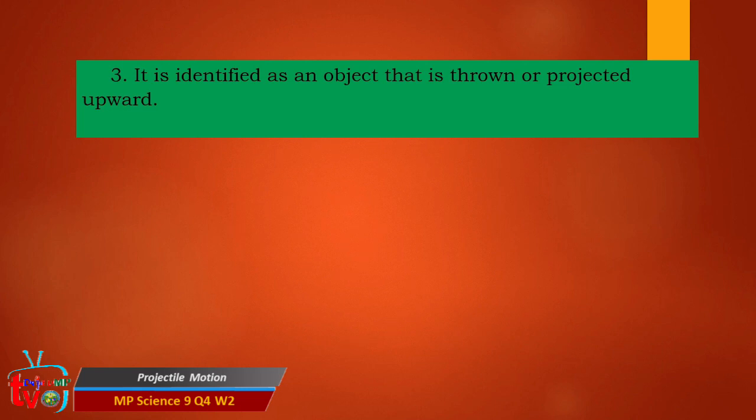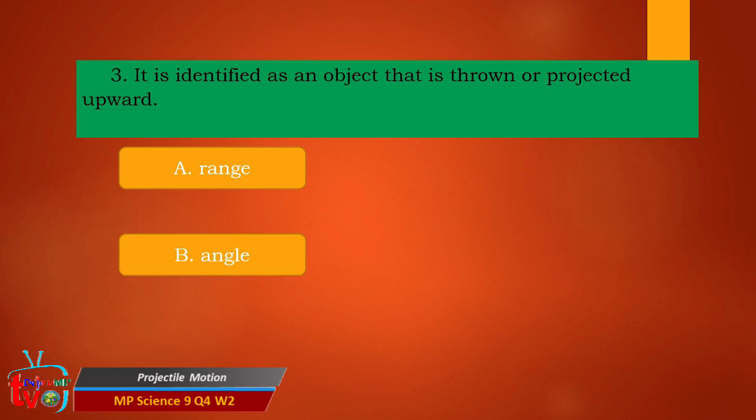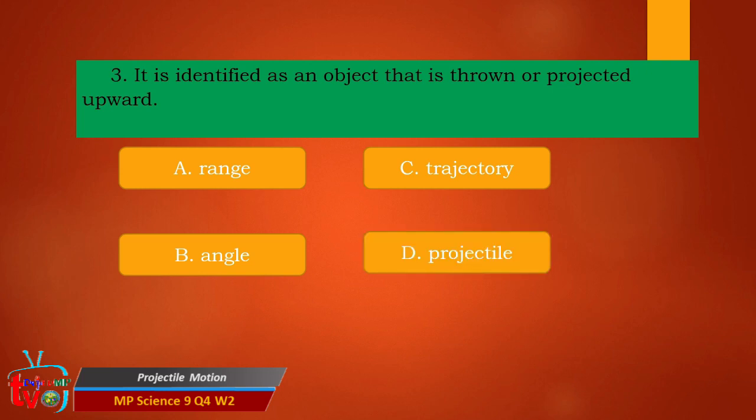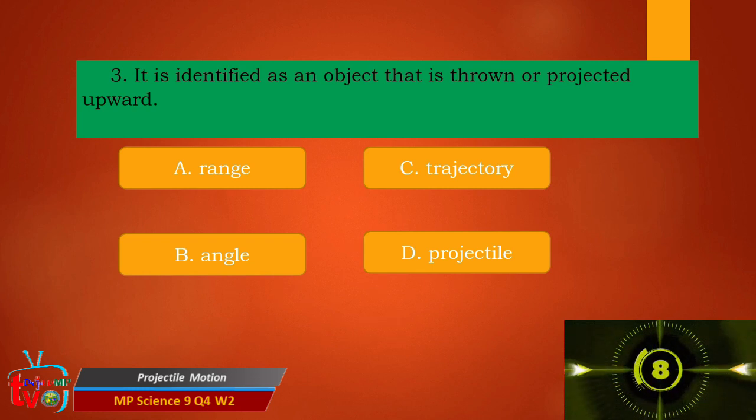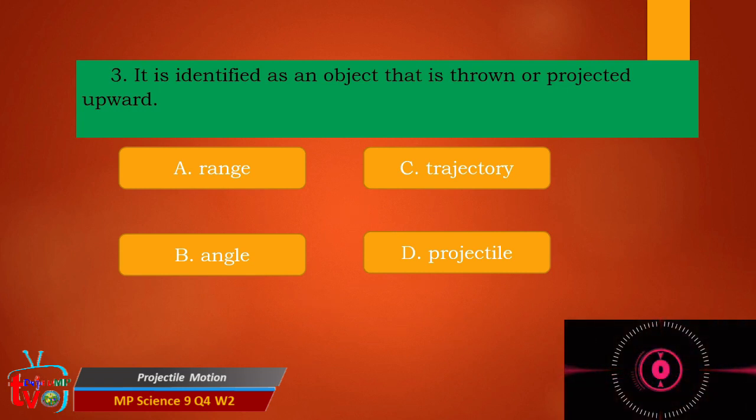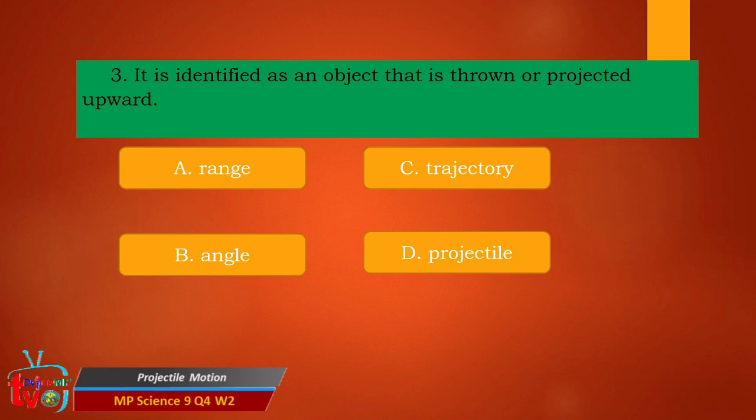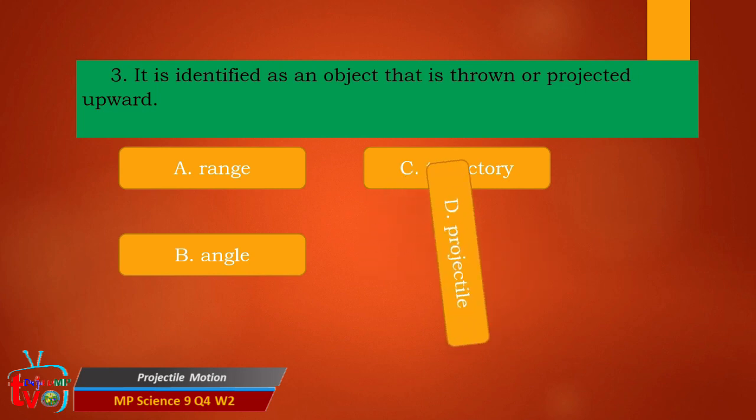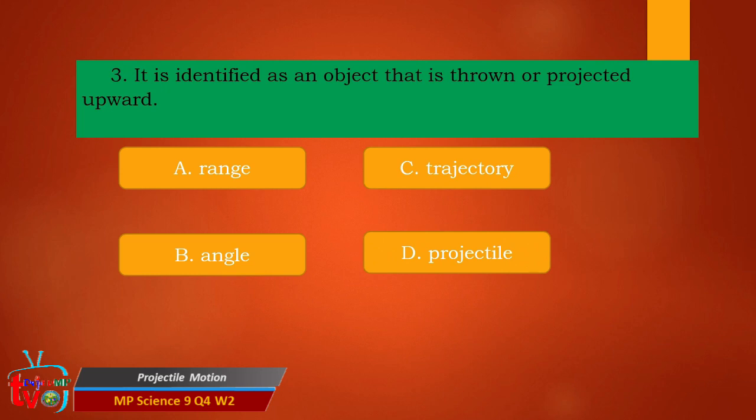Number 3. It is identified as an object that is thrown or projected upward. Letter A, range. Letter B, angle. Letter C, trajectory. And letter D, projectile. And the correct answer is letter D, projectile.